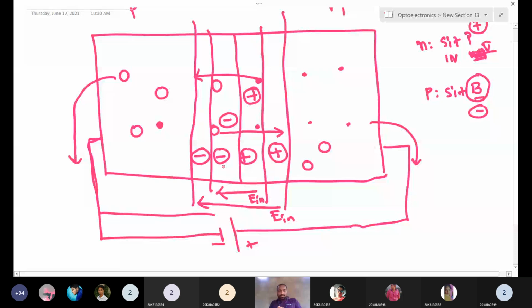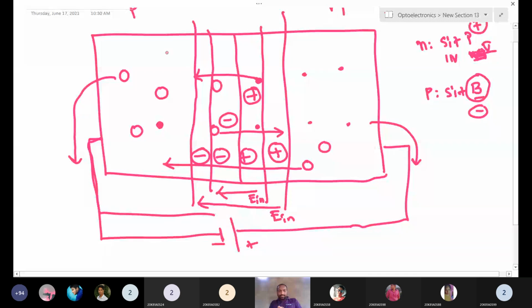Using the internal electric field, we are drifting the minority carrier electrons from N to P and minority carrier holes from P to N. Only in reverse bias, drift is the dominant process. Okay, now this is done.